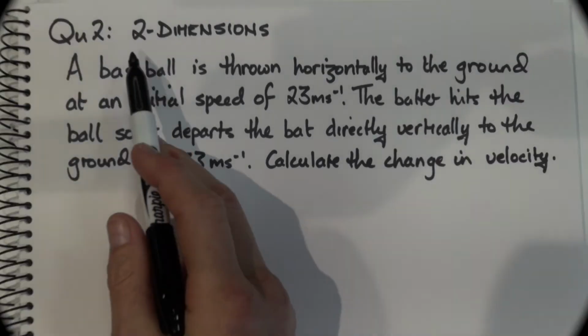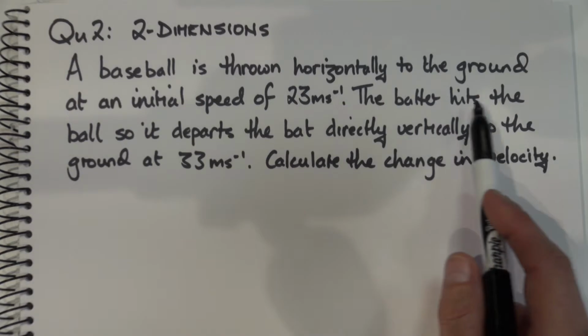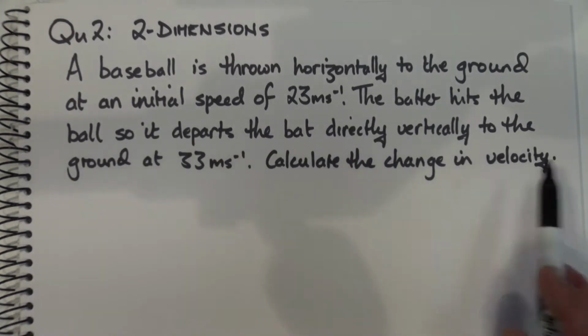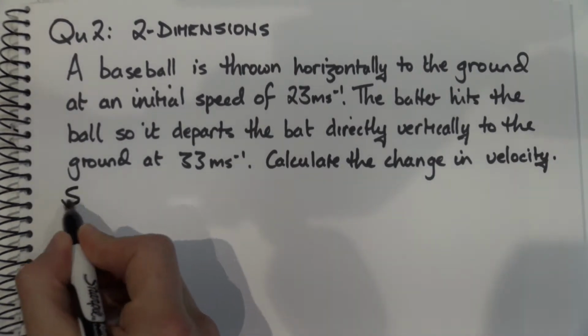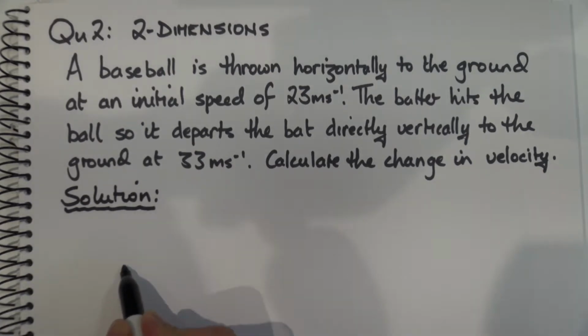In this video, we're going to explore change of velocity, but in this case, it's going to be in 2 dimensions. So we've got a baseball thrown horizontally to the ground at an initial speed of 23 meters per second. The batter hits the ball, so it departs the bat directly vertical at 33 meters per second, and we're going to calculate the change in velocity.